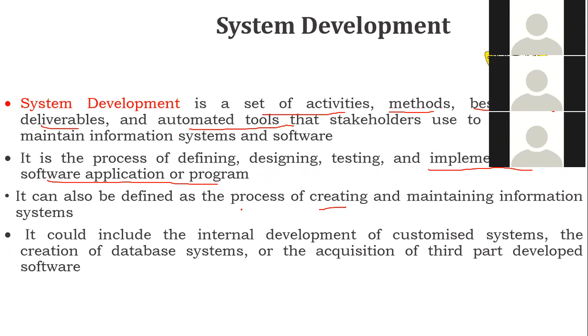So there's the design part, then there's the development part. You're actually beginning the creation process, which continues on to maintenance. Here, the system development part could also include customizing, internal development of a customized system, creation of a database, or acquisition of a third party system. So the development process may not necessarily be something developed internally; even when you acquire something from somewhere else, it's also part of the development process.